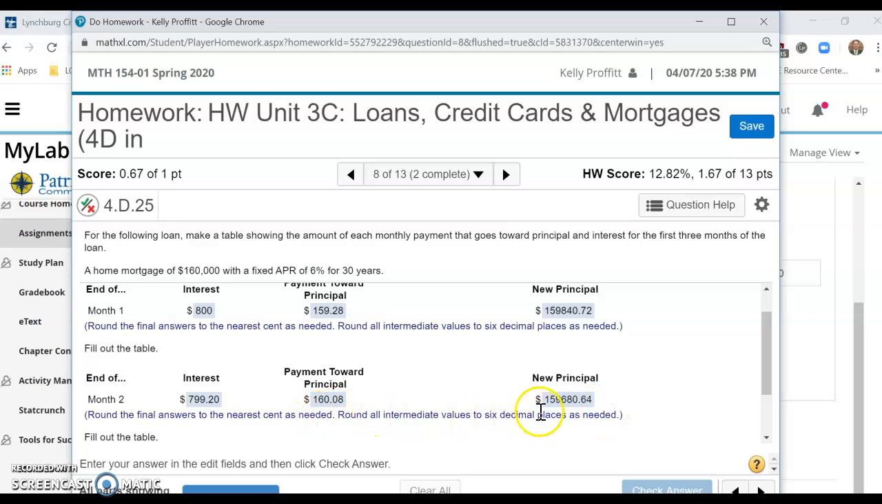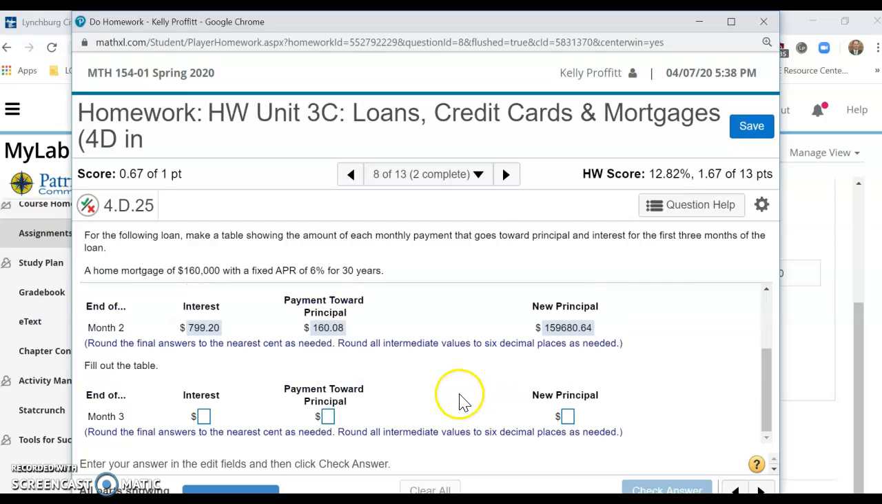Now to get the new principal, you start with the principal at the end of month 1, and you subtract off the $160.08, and that will give you the new principal for month 2. Then you just continue the process for month 3.